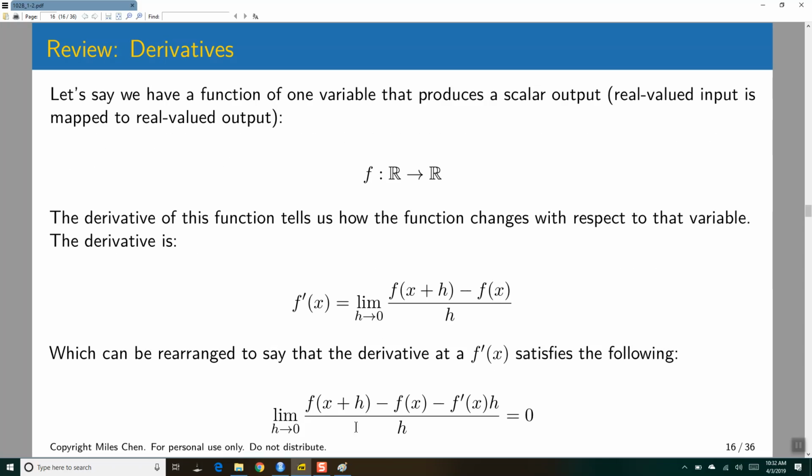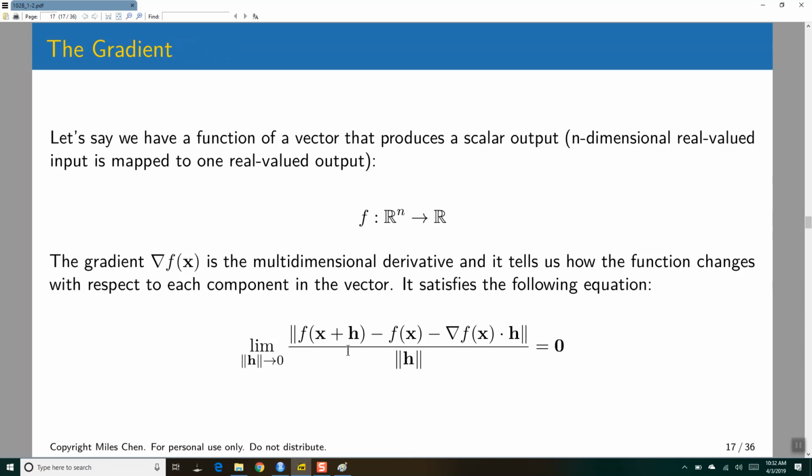And so if you look at this thing, it looks exactly like this, except everything is now in vector terms. And we want, as h, which is basically a little perturbation, just a little thing that you're adding, but now it exists in n-dimensional space, we're going to shrink that down to 0, so that its norm, the magnitude of h, shrinks down to 0. And when we do that, it needs to satisfy this equation. So anyway, that's the gradient.